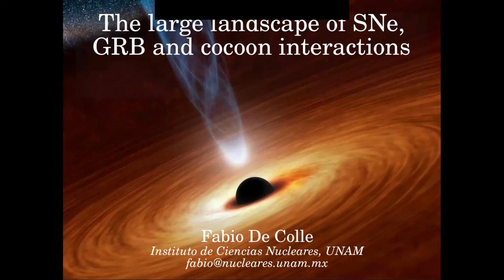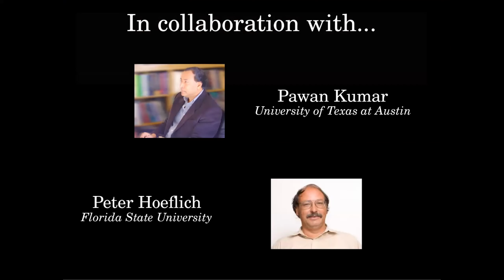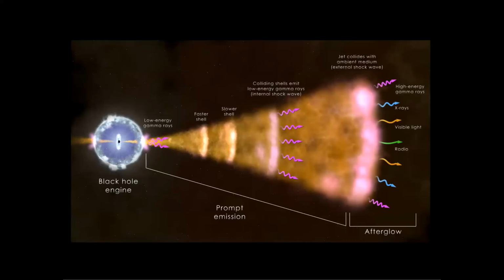Yeah, there we go. So, I will tell you about a recent paper that I sent a few months ago, which discusses the interaction of the supernova, GRB, and the cocoon. I will try to convince you that this interaction leads to a very large landscape, which has not been explored in detail yet. This work has been done in collaboration with Pawan and Peter. And let me start by mentioning something that Nissim has already mentioned.